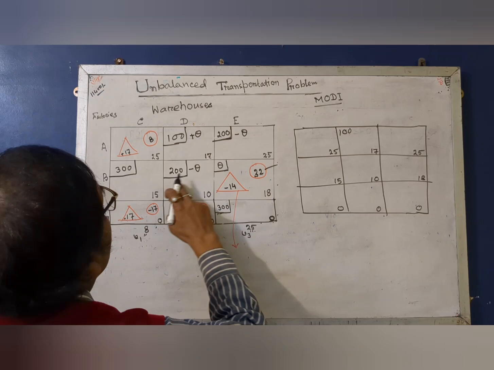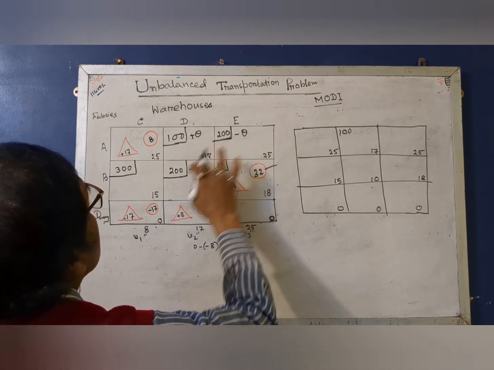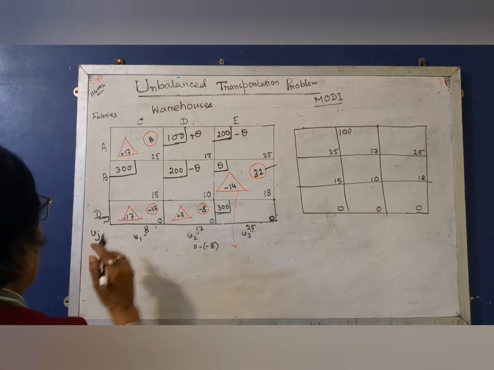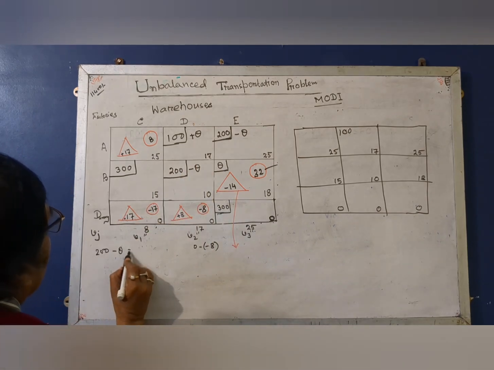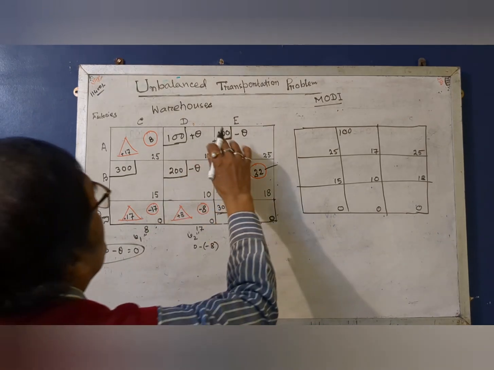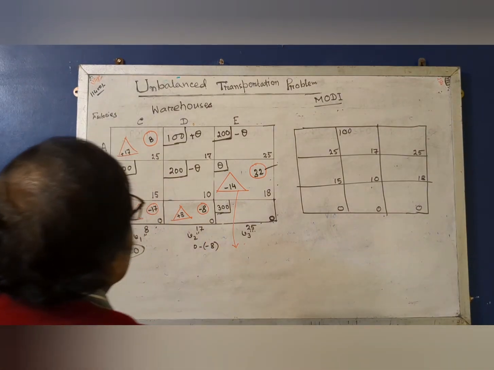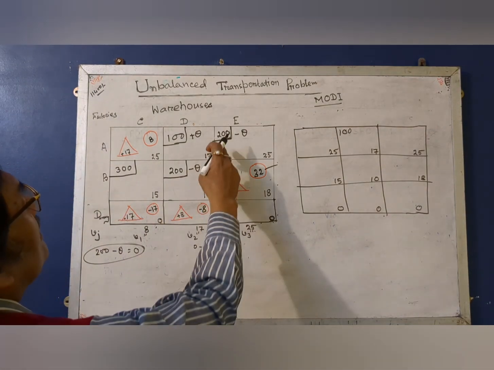Theta value will be 200. You take the difference one. If, as in this case, both are same, that's why you put 200 minus theta is equal to 0, because one should be dropped and another will be added. I have taken a very typical problem. You will see just now. So I am putting the value of theta as 200.